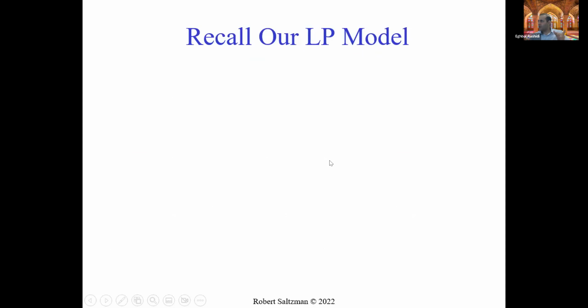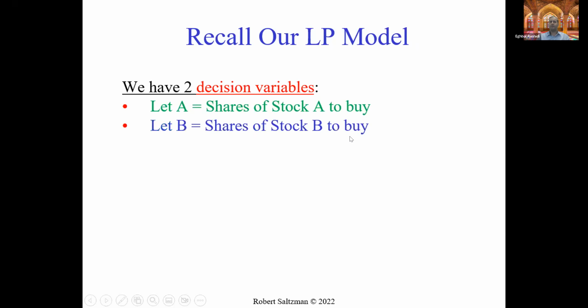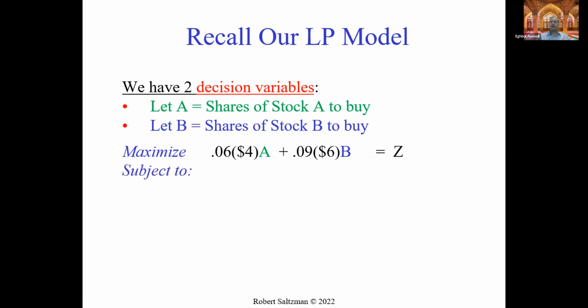Right, so let's record our model. We have an investment optimization problem, where our objective or goal was to maximize the rate of return of investments after a year. So we had two decision variables, A and B. A is stock A, B is stock B. And this is our objective function, which we want to maximize. And we had a set of constraints, 5 constraints.